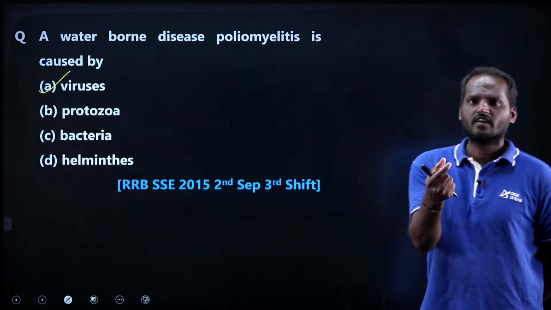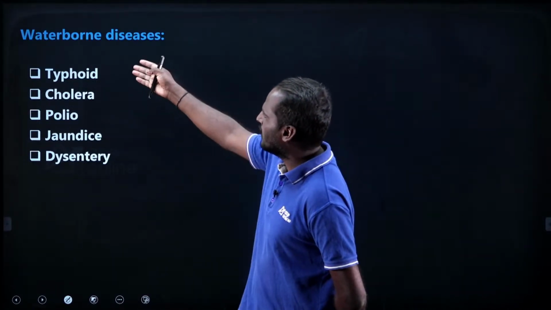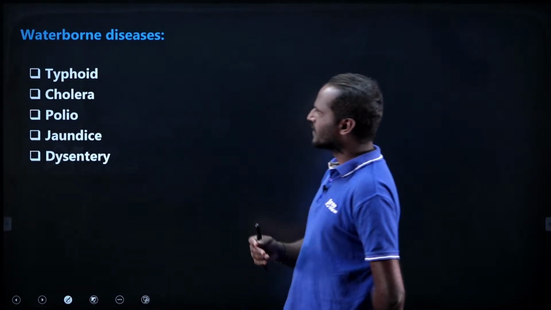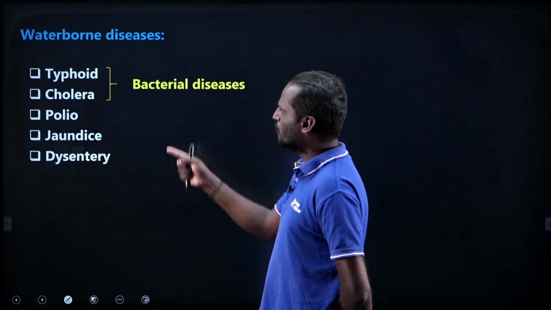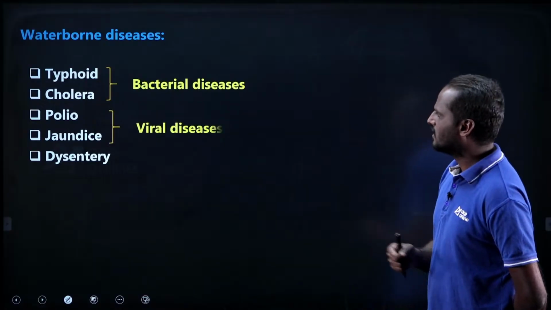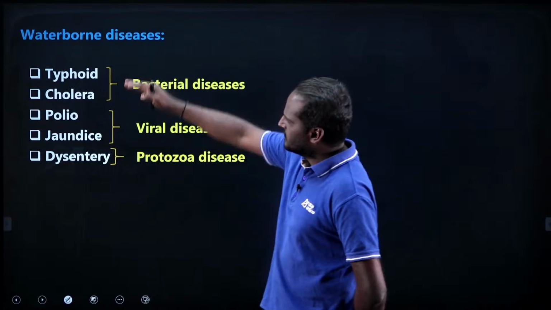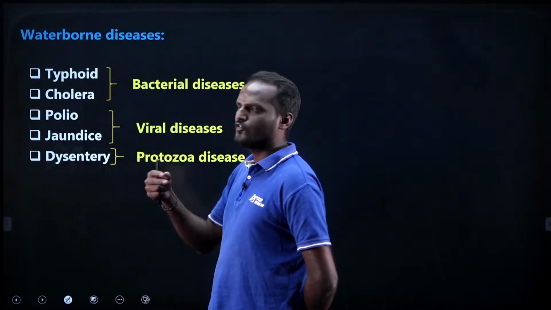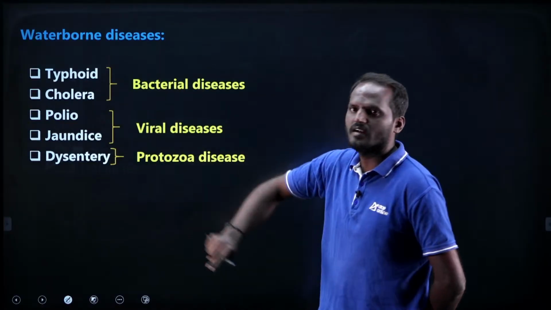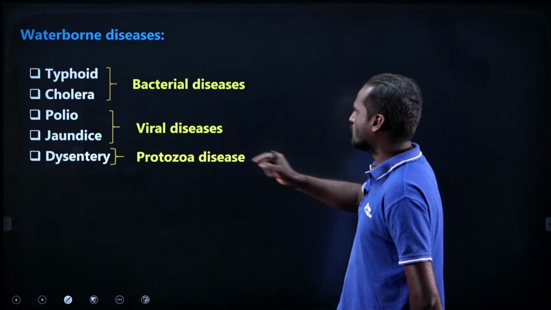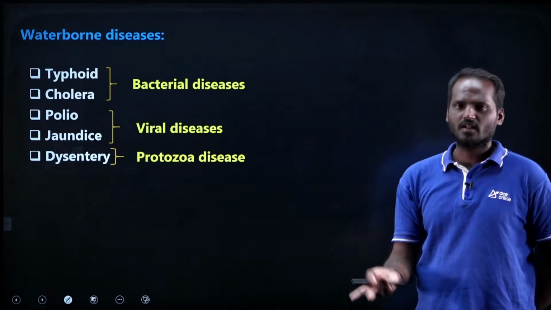Let me give you a quick recap about waterborne diseases. We have a list of waterborne diseases: typhoid, cholera, polio, jaundice and dysentery, right? Typhoid and cholera are due to bacteria. These are all bacterial diseases. Polio and jaundice are viral diseases. Dysentery is a protozoal disease. If you segregate the diseases in this list, you will be able to answer a few more questions asked in competitive exams. They may sometimes ask you the specific microorganism's name also.